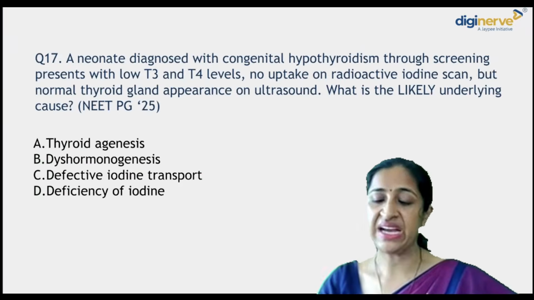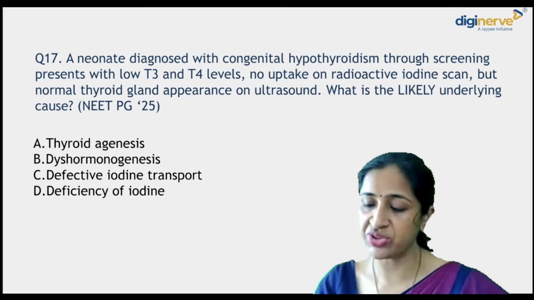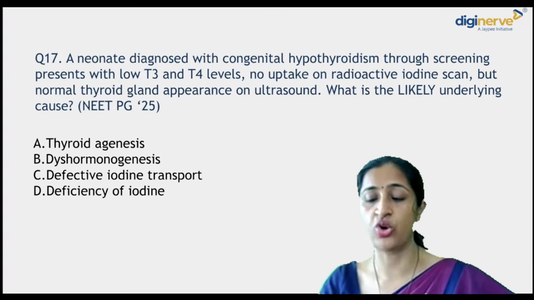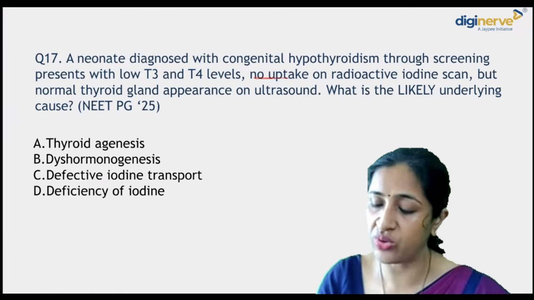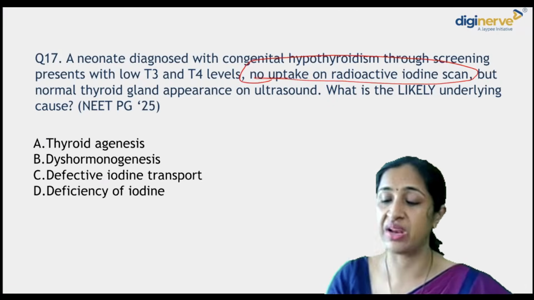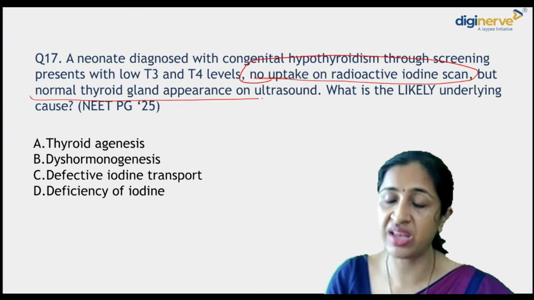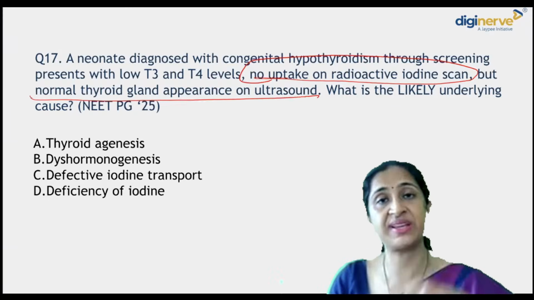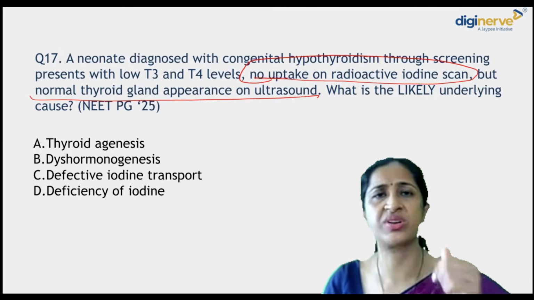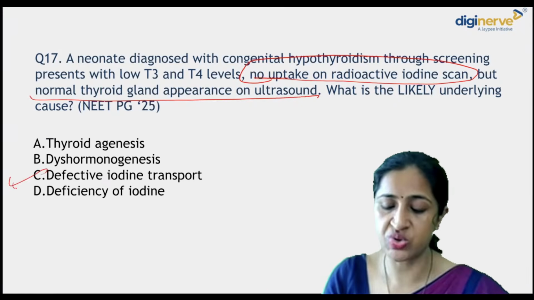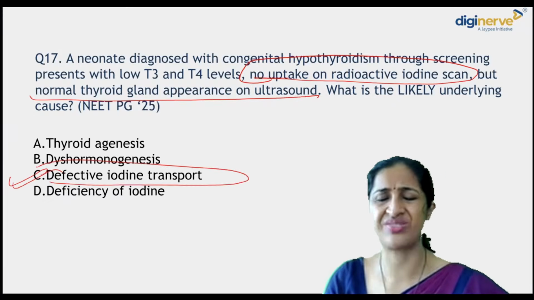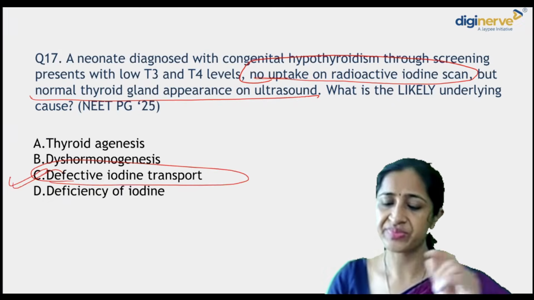Okay. A neonate is diagnosed with congenital hypothyroidism through screening with low T3 and T4 levels. No uptake on radioiodine scan. So what does it mean? But your gland is there on ultrasound. Iodine uptake is not there, but gland is there. So what does it mean? What is the transport issue? The transport issue is in defective iodine transport. It's a very straightforward question.